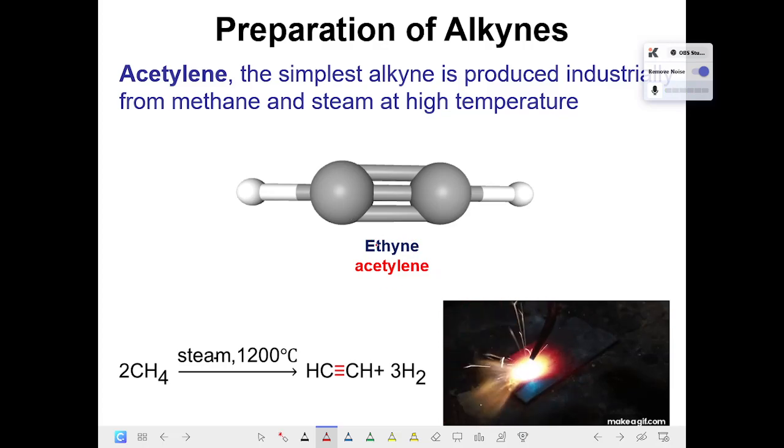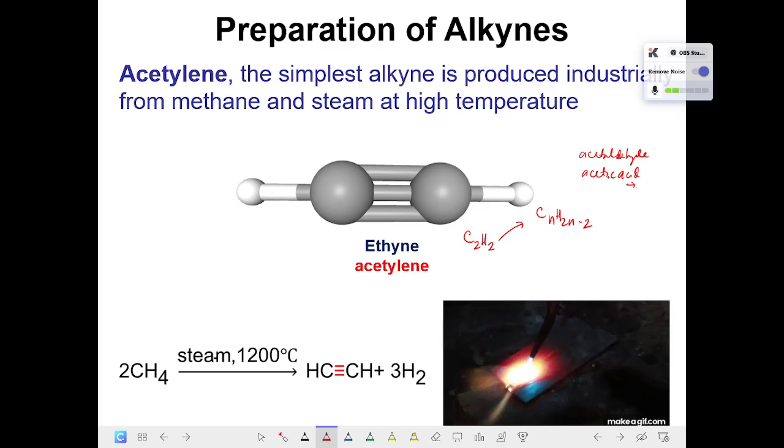The chemical formula is C2H2. Yan. So ito kasi ay, if we follow the general formula of CnH2n minus 2. This acetylene or ethyne is very important because it serves as a starting material for other organic compounds like acetaldehyde, and the other one is acetic acid. So you know this acetic acid as your vinegar.